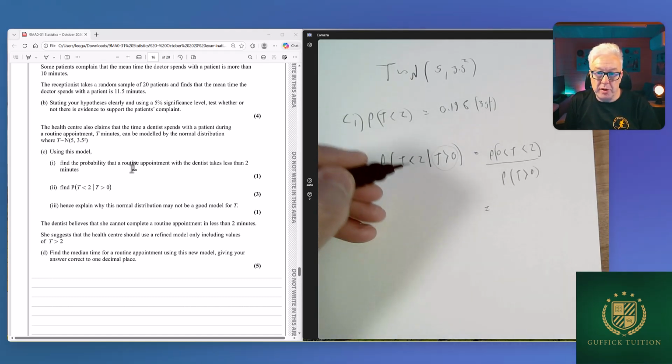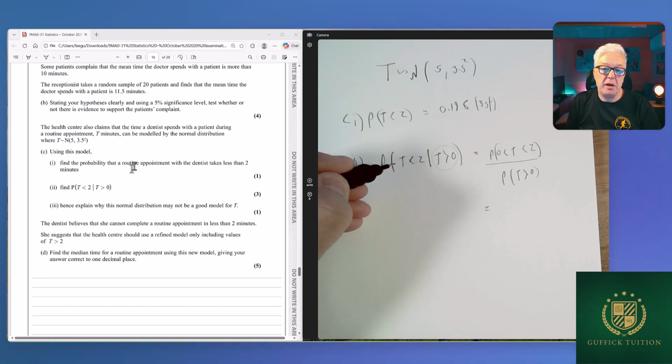And it's important that when we put this into the calculator, the T is less than 2, you don't put in like a really big negative number here.